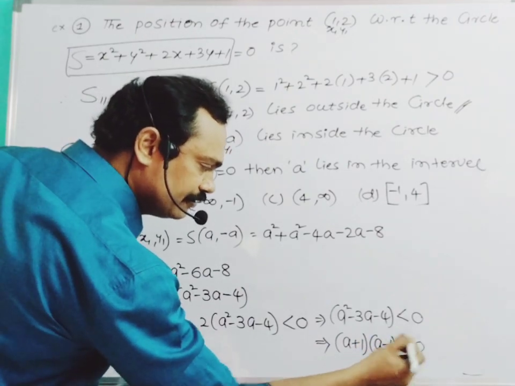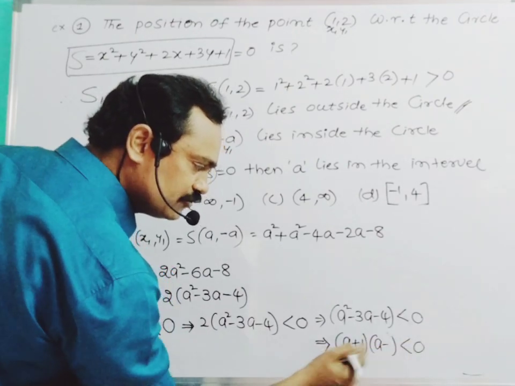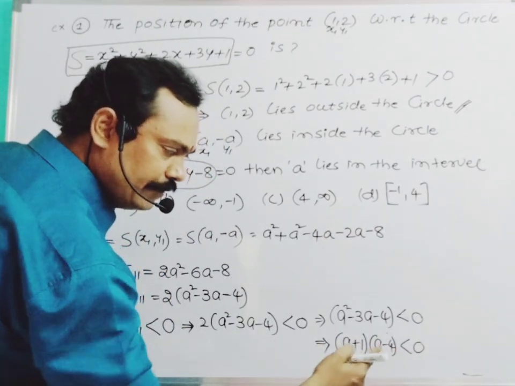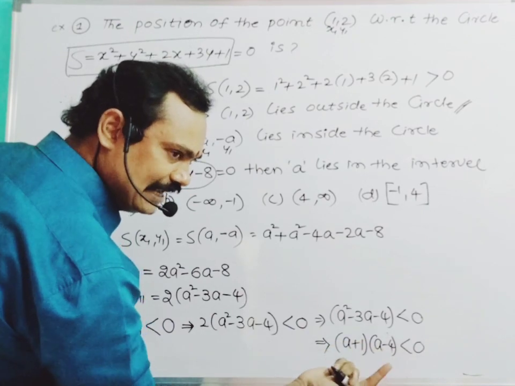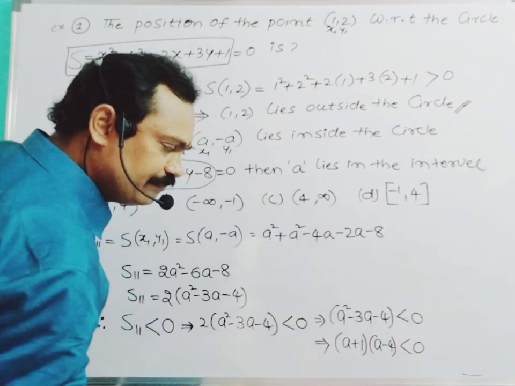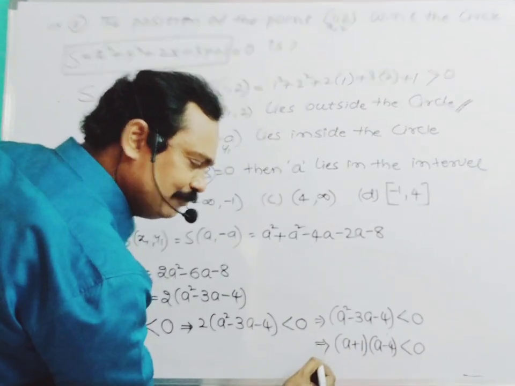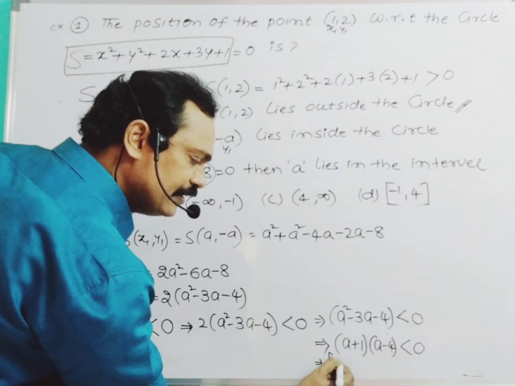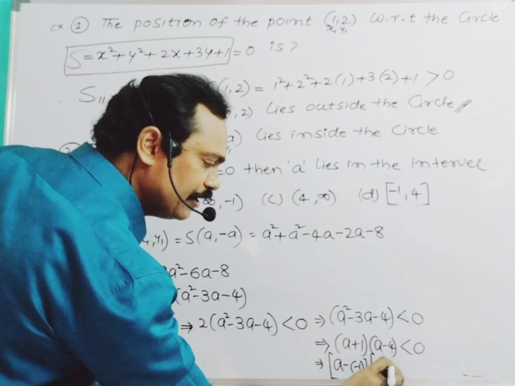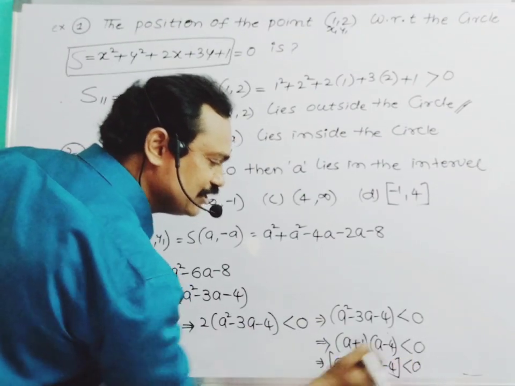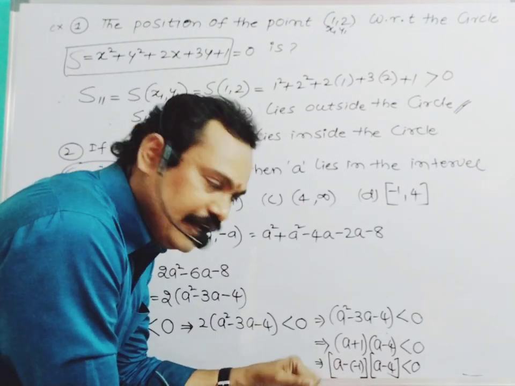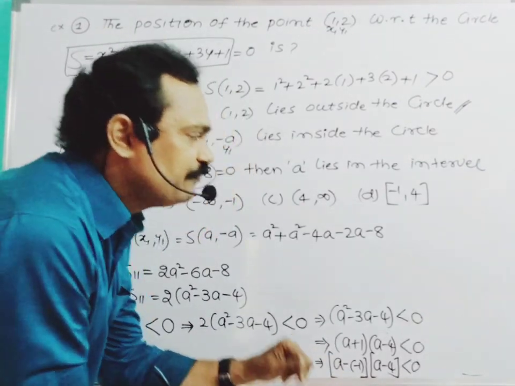Simple factorization. Do you remember? A plus 1 into A minus 4: A into A square, A into minus 4 is minus 4A, 1 into A is plus A, so minus 4A plus A is minus 3A, and 1 into minus 4 is minus 4. Got it? Now it can be written as A minus of minus 1 into A minus 4 is less than 0. Do you remember?